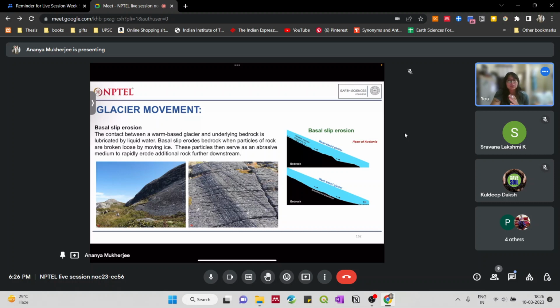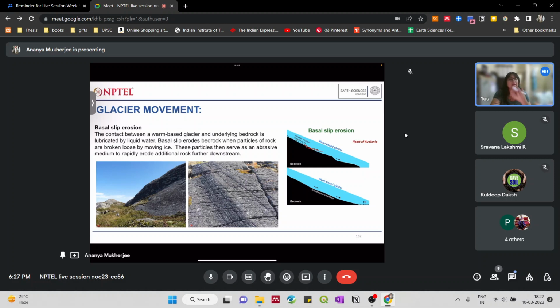There are a few mechanisms for how glacier movement happens. The one is basal slip erosion. Basal slip happens at the plane between the bedrock and the glacier bottom. There could be abrasive particles being dragged by the ice, so this could be one of the reasons why the glacier sheets are slipping along the bedrock. And the most important part is that they are lubricated by liquid water.